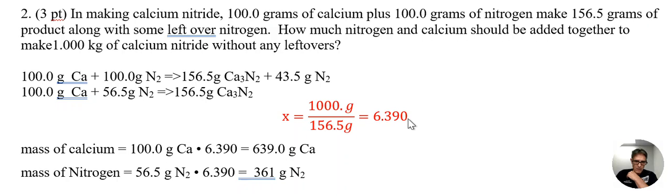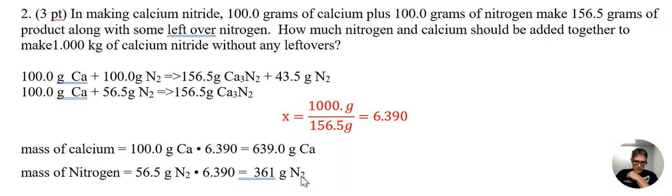6.390. So what that means is that if I take 6.390 and multiply it by the mass of the calcium that it took to make the 156 grams, I come up with 639.0 grams of calcium. And if I take that same 6.390, because it's the same ratio to mass of nitrogen, multiply that by 56.5 grams of nitrogen, I get 361 grams of nitrogen.